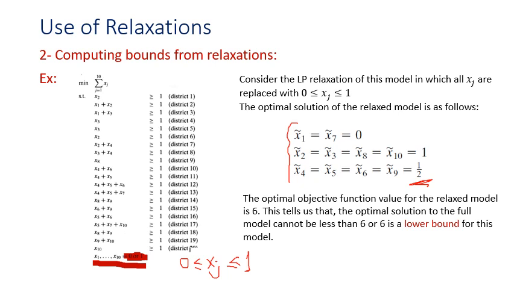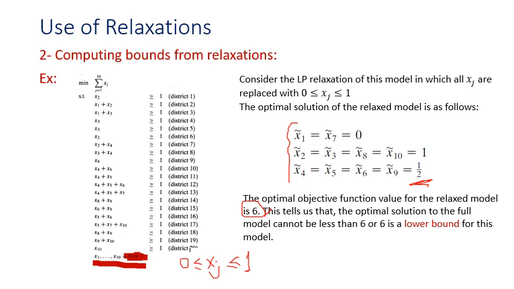Okay, let's calculate its objective function value. When we just put these values into our objective function, the objective function is basically the summation of the decision variables. So x1 plus x2 plus x3 plus, when you sum up all of these, you end up with 6. This is the optimal solution for the LP relaxation. And according to our discussion previously, since this is a minimization problem, it says that the optimal solution for the relaxed problem is a lower bound for the optimal solution of the integer problem.